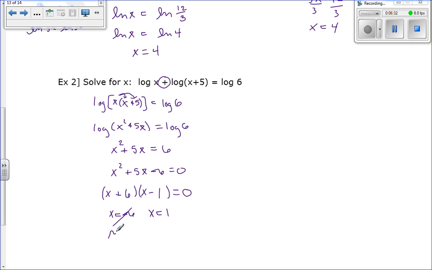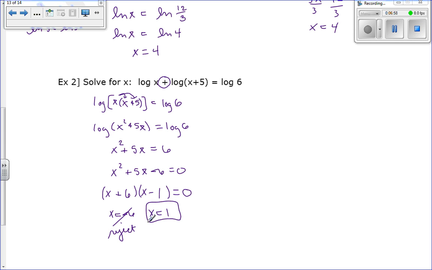We have to reject the negative 6, because we cannot have a log of a negative number here. No matter what we do, we're not going to get a negative value. If you remember, our domain for our logs is x has to be greater than 0. Negative 6 is not that.